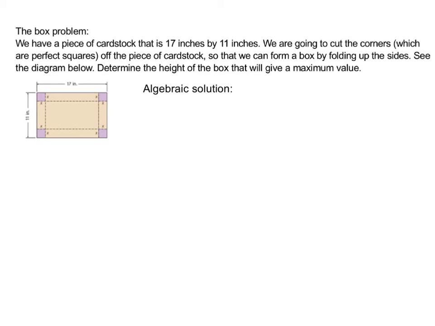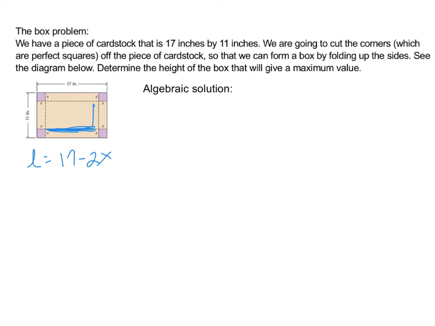So you're trying to find the size of the squares so that the volume of the box is a maximum. A traditional algebraic response is to set up the dimensions of the box. This would be the length of the box, and that would be 17 minus 2x.